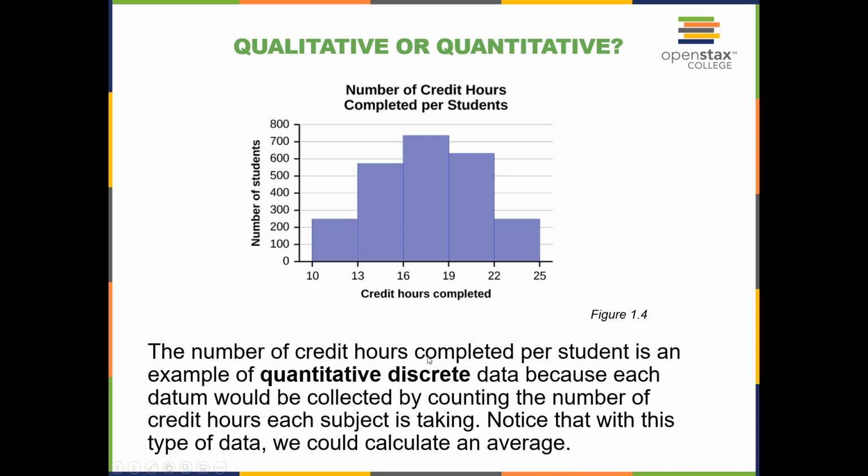The number of credit hours would be the question asked for each student. So this would be quantitative data from a counting process, so it's discrete, because each datum would be collected by counting the number of credit hours each subject is taking. Notice that with this type of data, we could calculate an average.